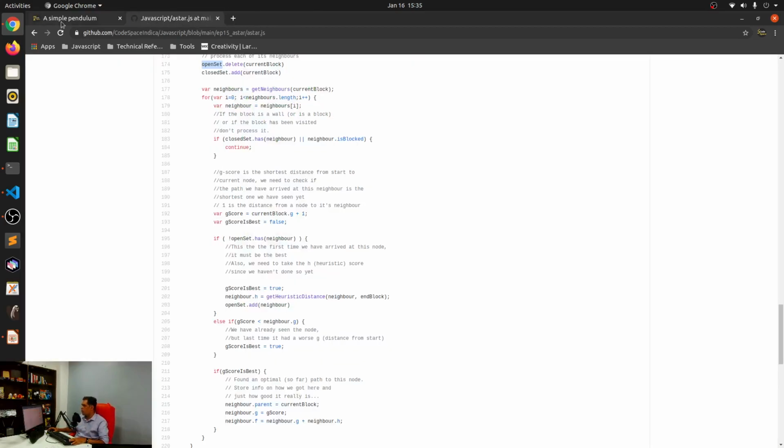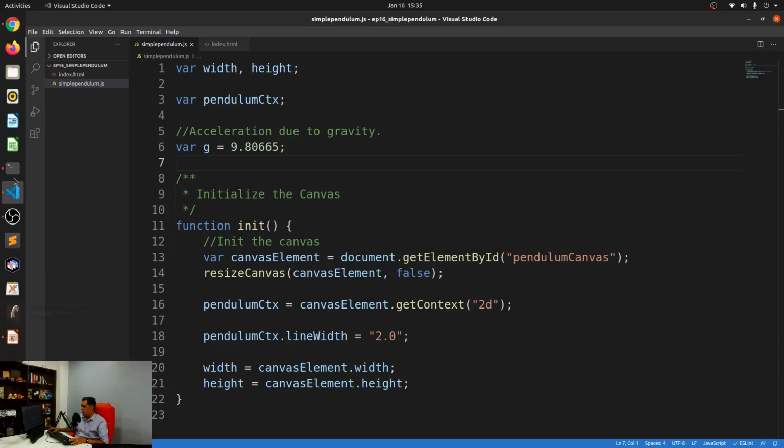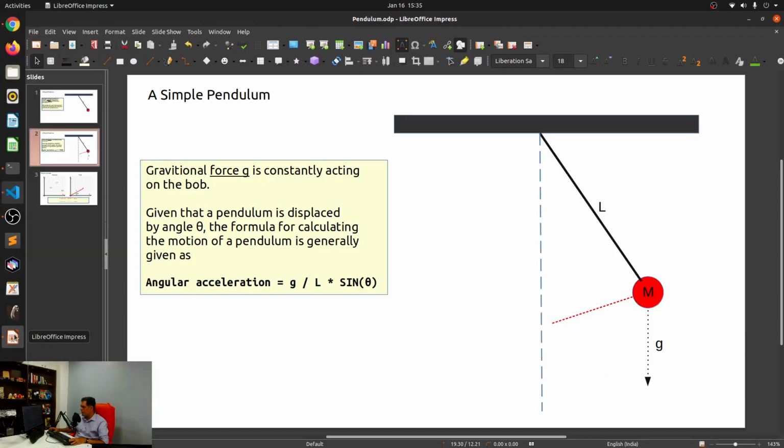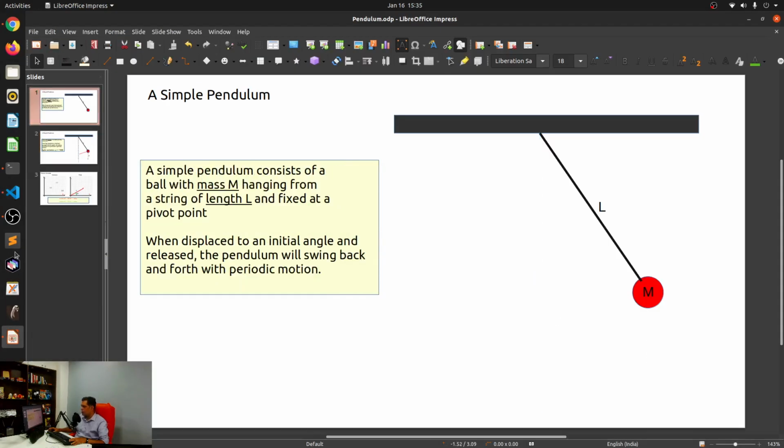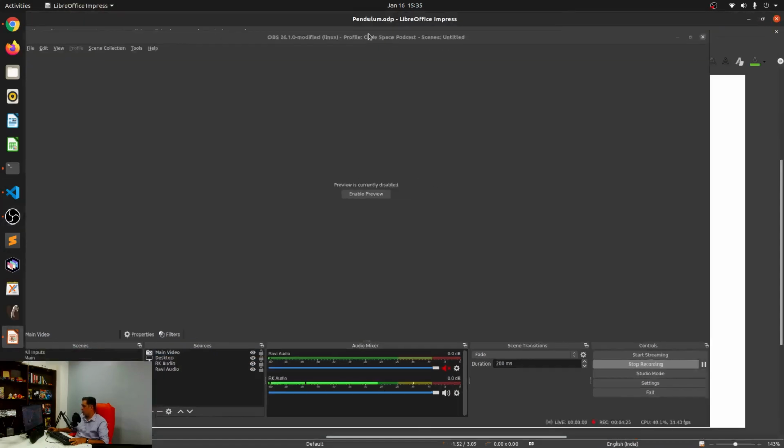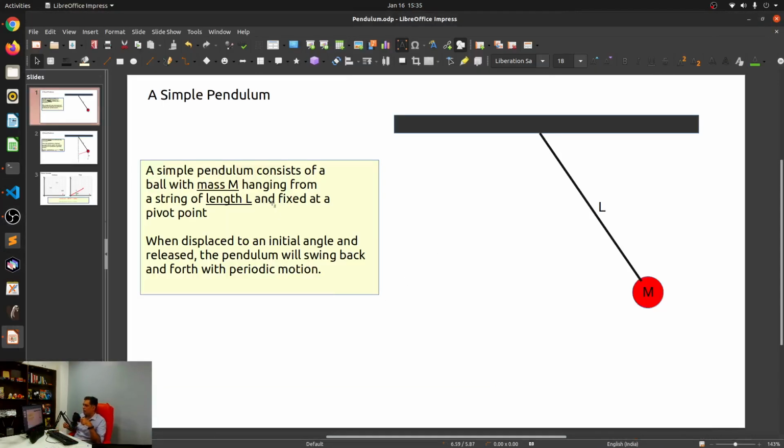So I thought we will just have a look at simple pendulums today. And so what is a simple pendulum? All right, just to make sure that I am okay. What is a simple pendulum? All right, we all know what simple pendulums are. I'm pretty sure in school you've seen this.